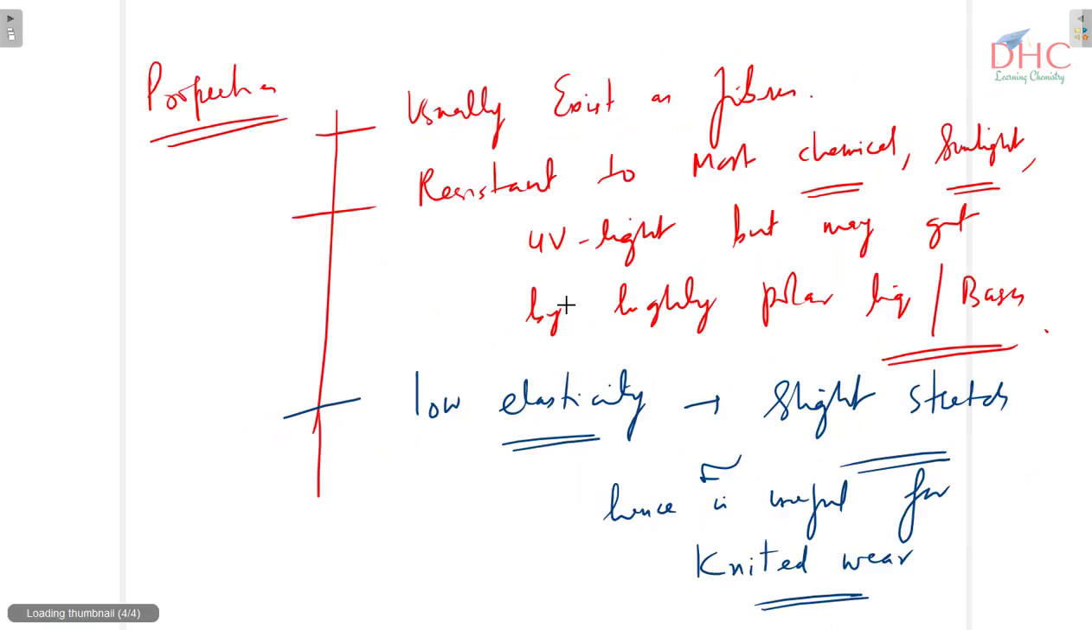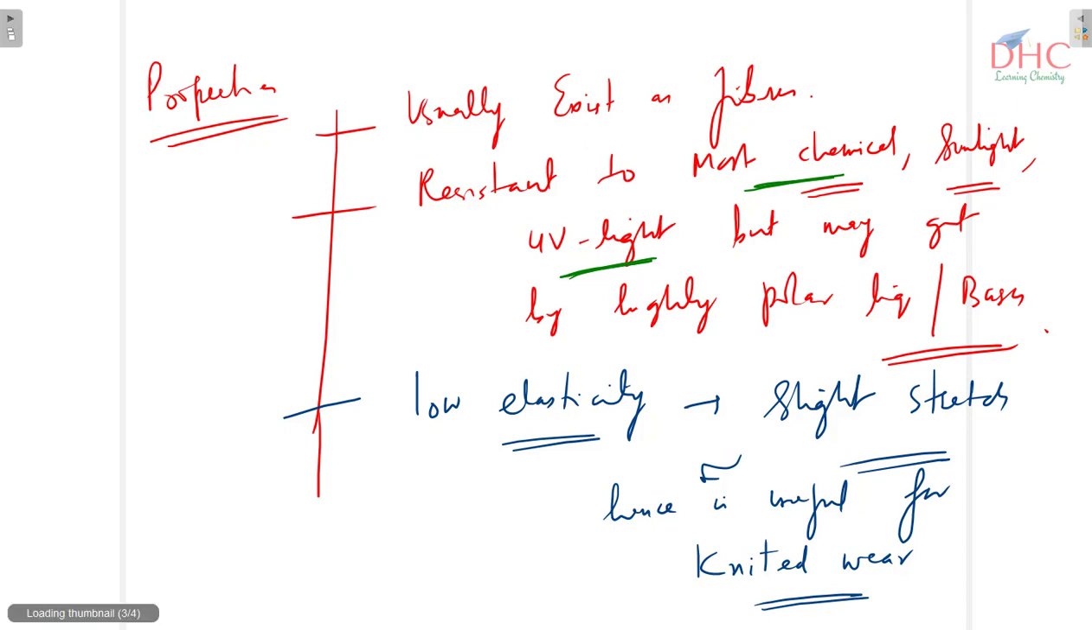And one more thing, they are resistant to most chemicals, light and sun, UV light also, but because of highly polar liquids or bases they may get affected. And next, they have low elasticity. They can be woven. We can have a knitted wear fabric. I hope you understand it.